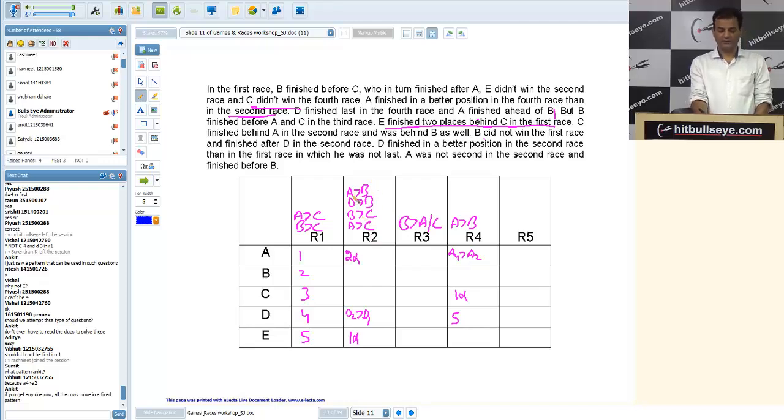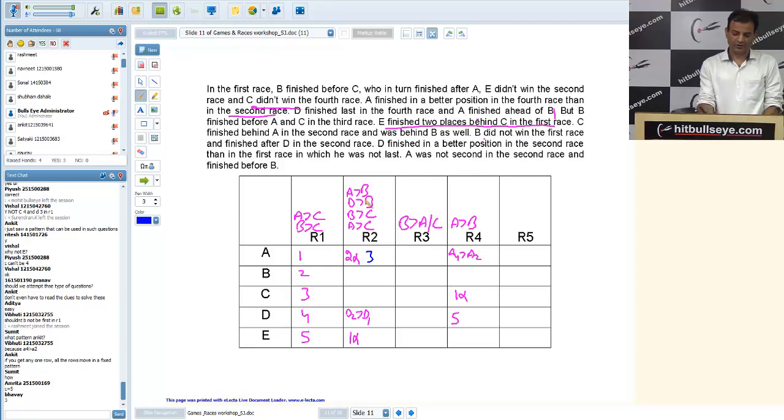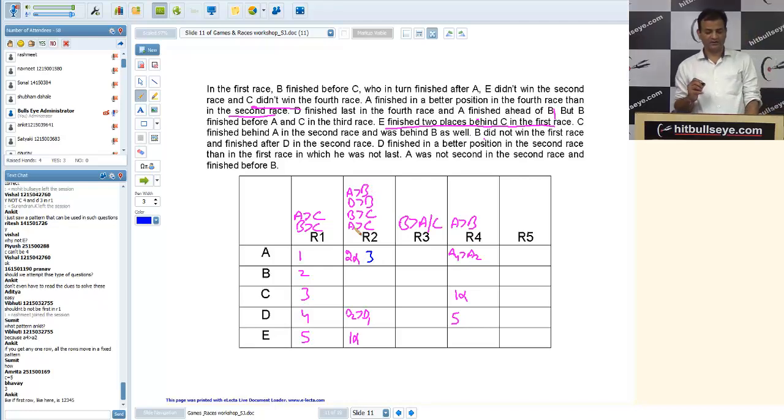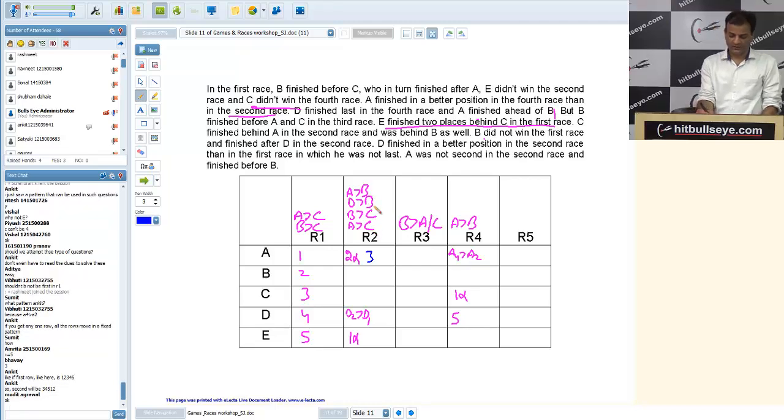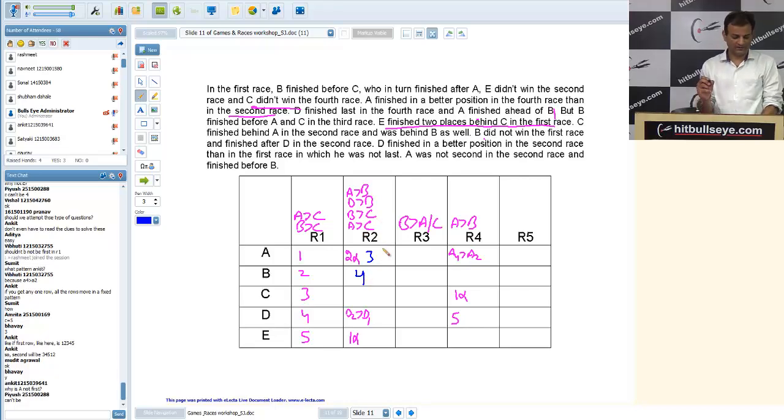Here you can see, students, A is greater than B and A is greater than C also. And here it is given A is not second in the second race. So that means A has to be third in the second race because A is greater than B and A is greater than C. So A has to be 3. A cannot be 4. Okay. So now A is greater than B, and B is greater than C. That means B has to be at the fourth place because B is greater than C. B cannot be 1, 2 because A is greater than B.